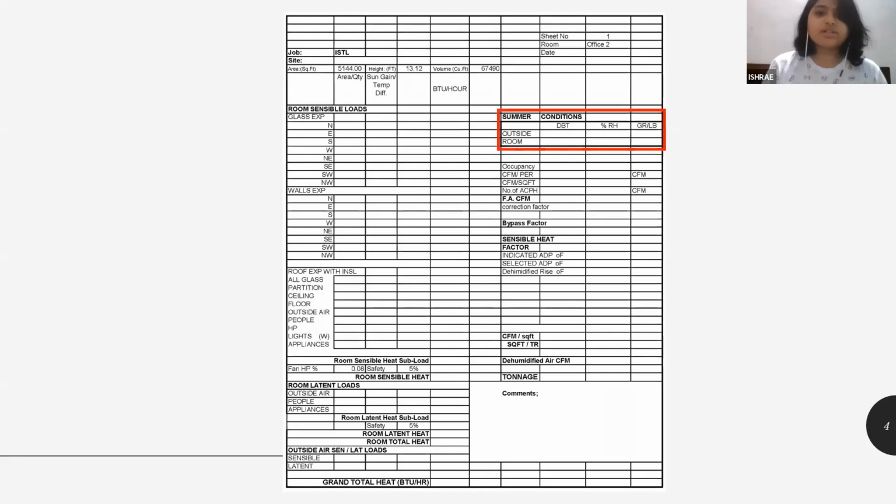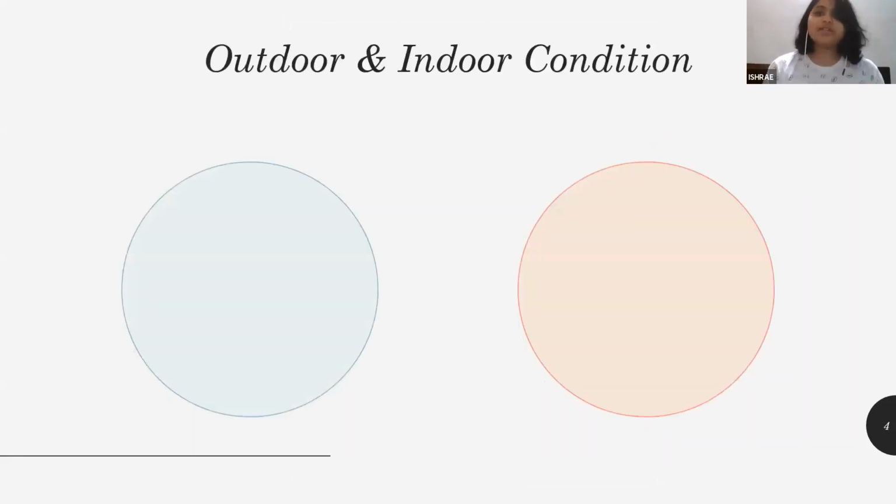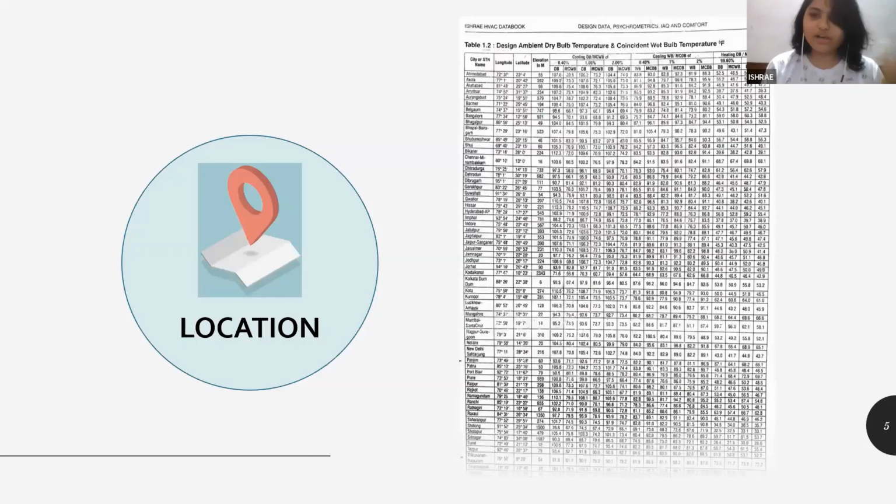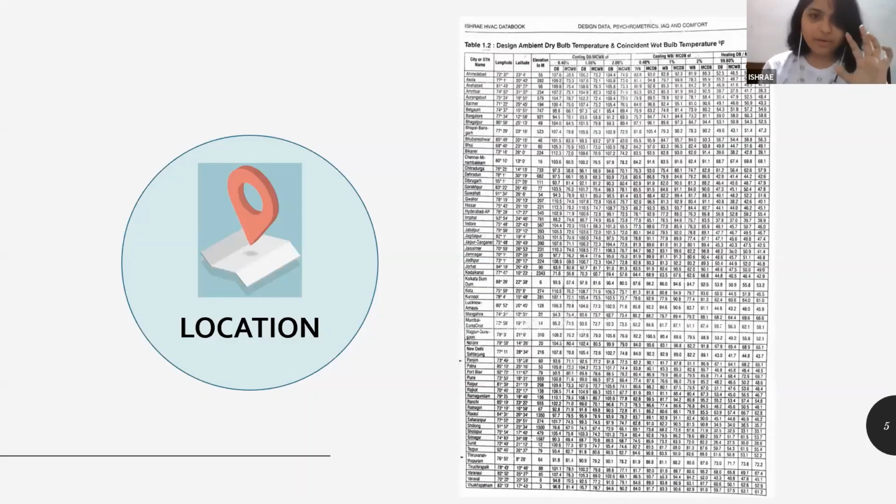Now summer conditions, this particular block consists of two things. One is the location and one is the human comfort. When I'm talking about the location, it is about the outdoor condition. When I'm talking about human comfort, it is about the indoor condition. So first, let us do the location. Now, for my reference and for the ease of calculation, this particular office space that I'm going to conduct the heat load on is for the Mumbai region.